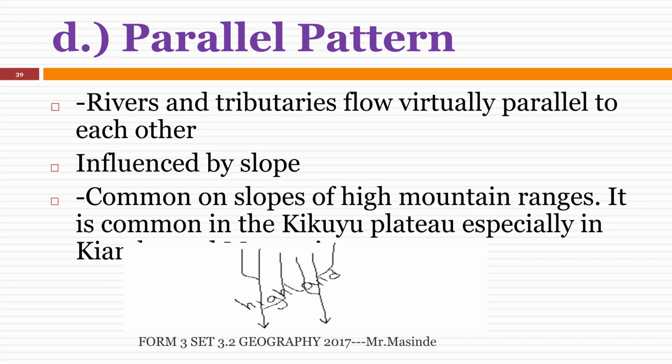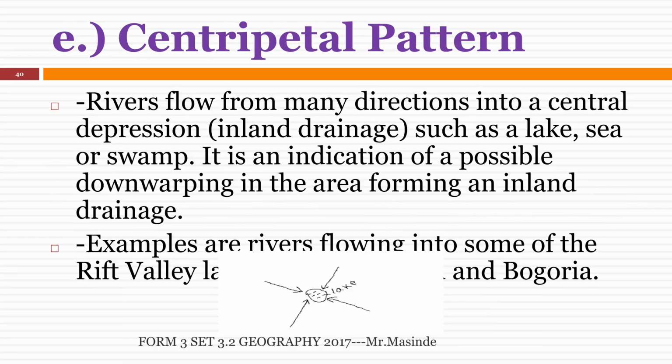The parallel pattern is where rivers and tributaries flow virtually parallel to each other, largely influenced by the slope. This is common on the slopes of high mountain ranges. In the centripetal pattern, rivers flow from many directions into a central depression, forming inland drainage like a lake or swamp. This suggests possible downwarping in the area.